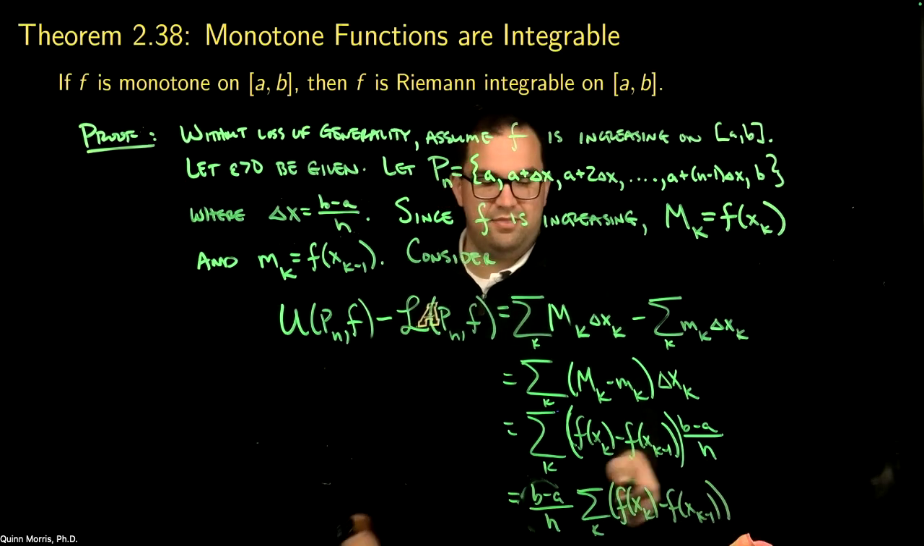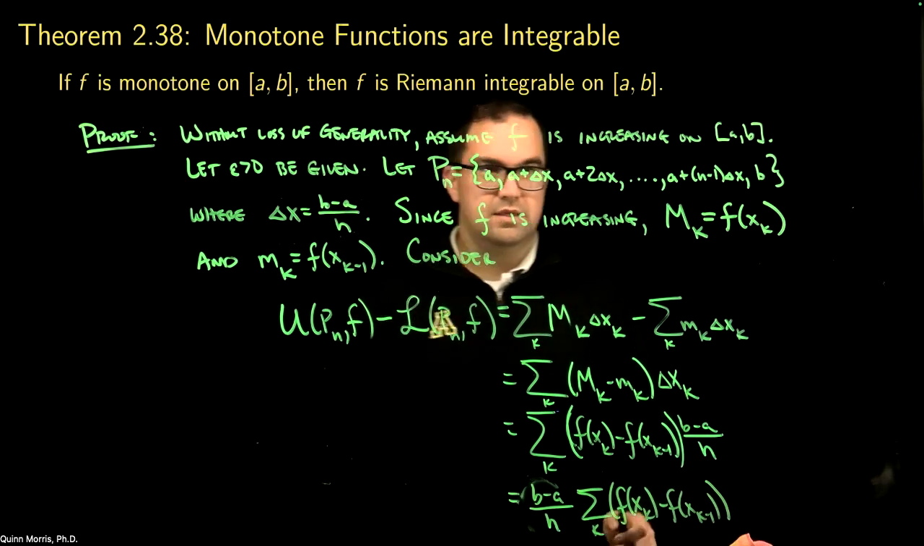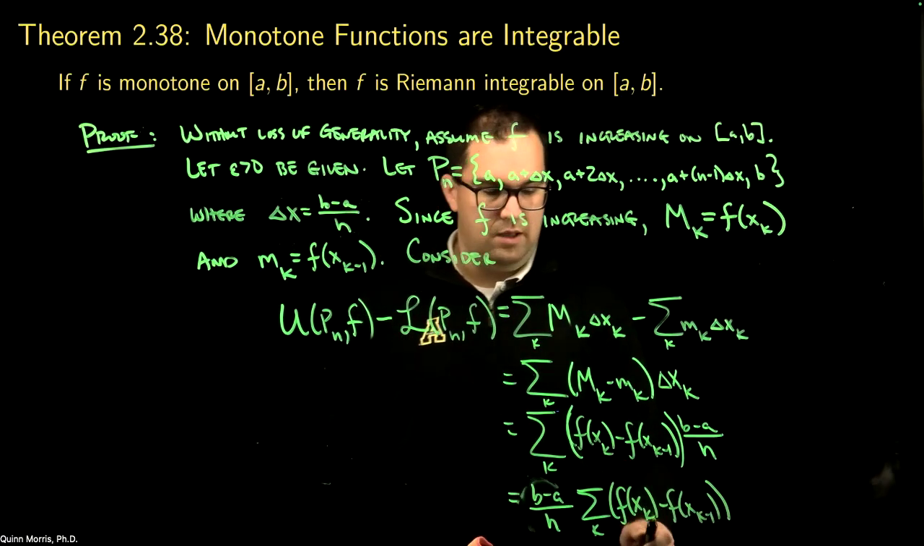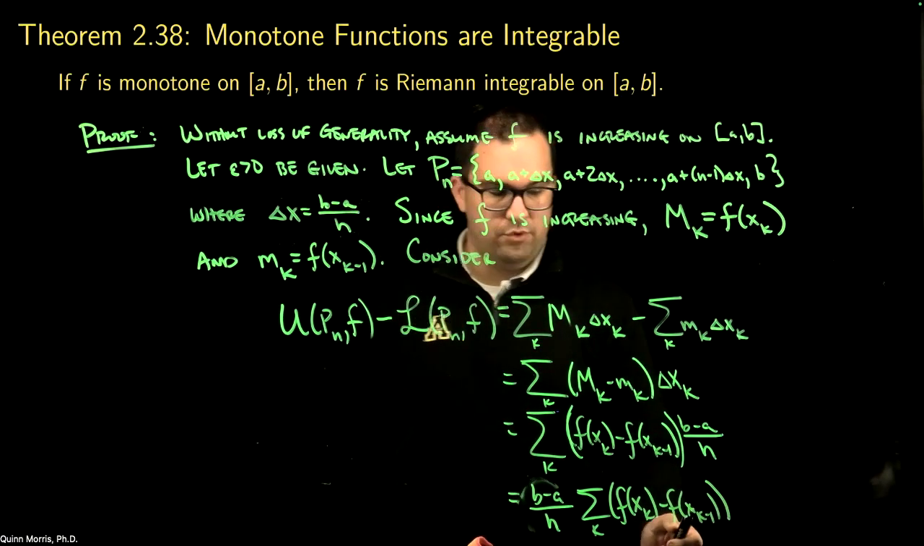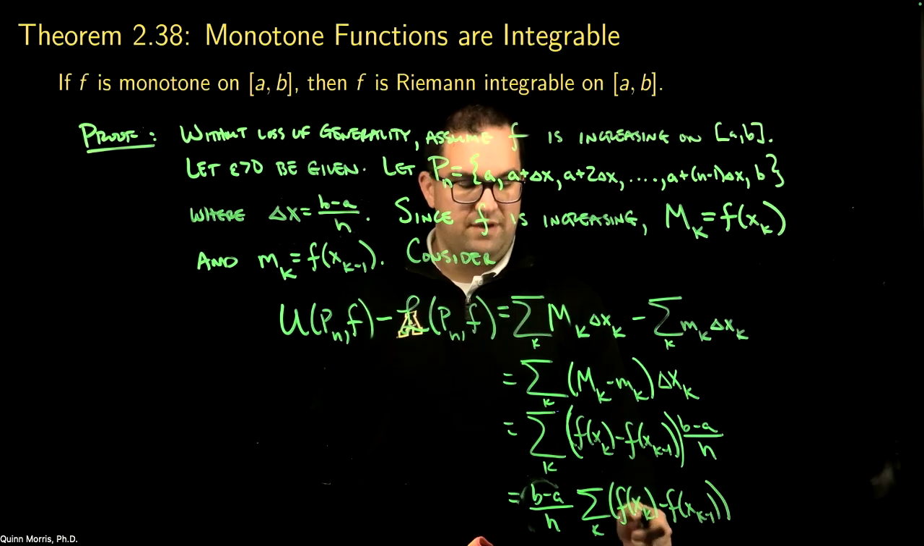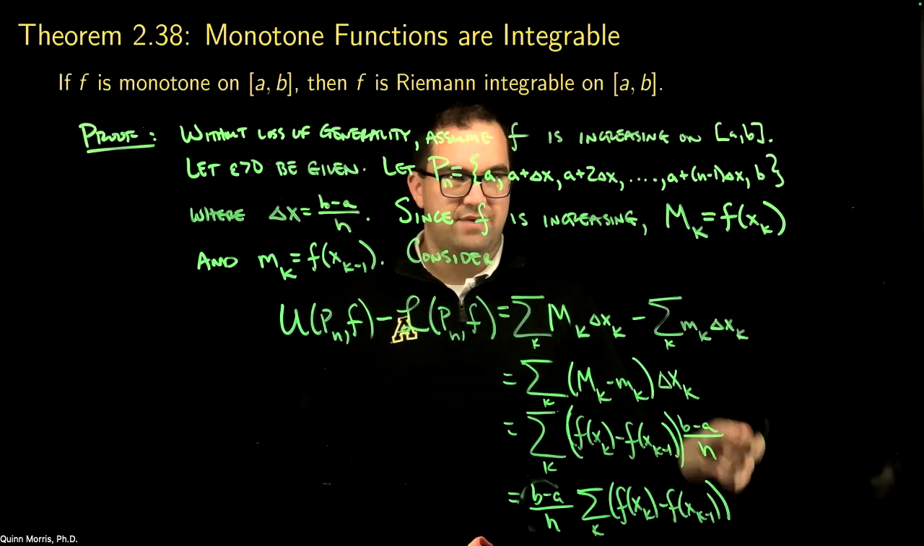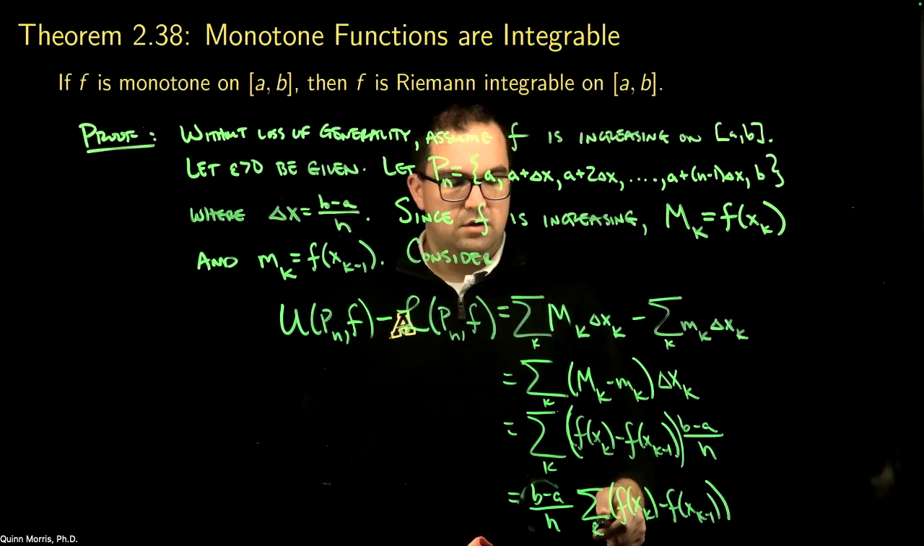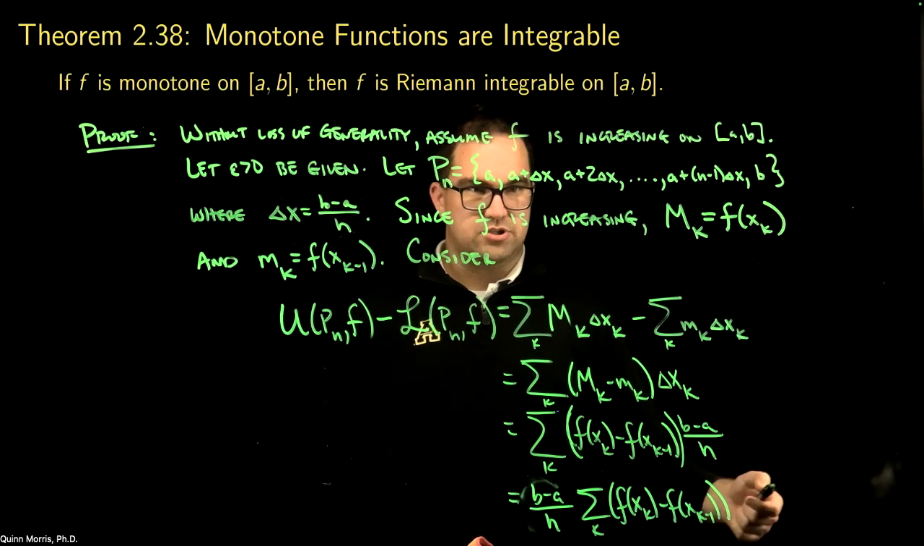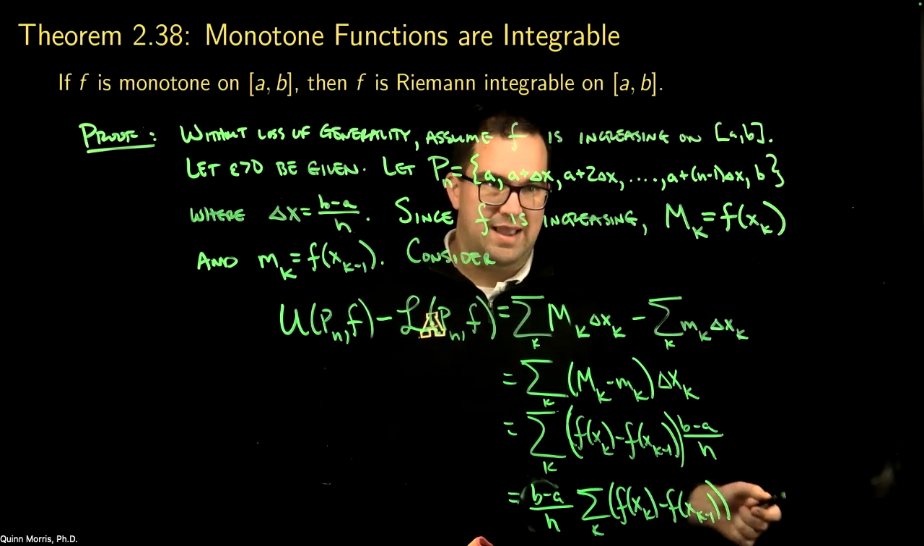Now, if I look at this sum, this is what we call a telescoping sum. So if I start writing it out, when k is equal to 1, this is going to be f of x1 minus f of x0. When k is equal to 2, this will be f of x2 minus f of x1. But in the previous term, I had a plus f of x1, so the f of x1s are going to cancel. When k is equal to 3, I'm going to have f of x3 minus f of x2. Now I have a minus f of x2, and in the previous term, I had an f of x2. Those are going to cancel.